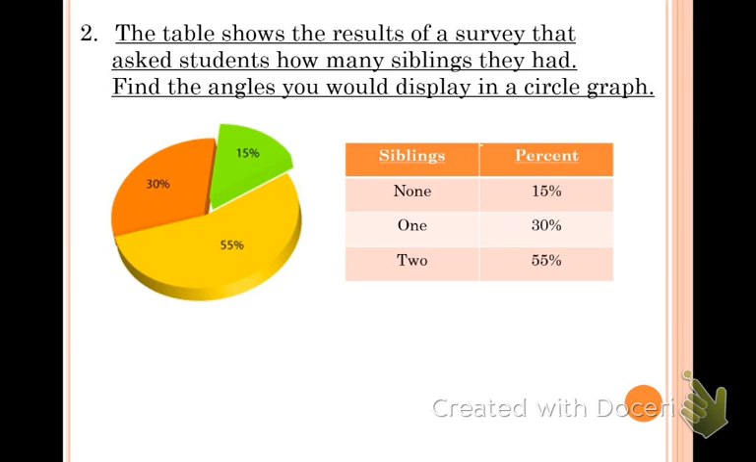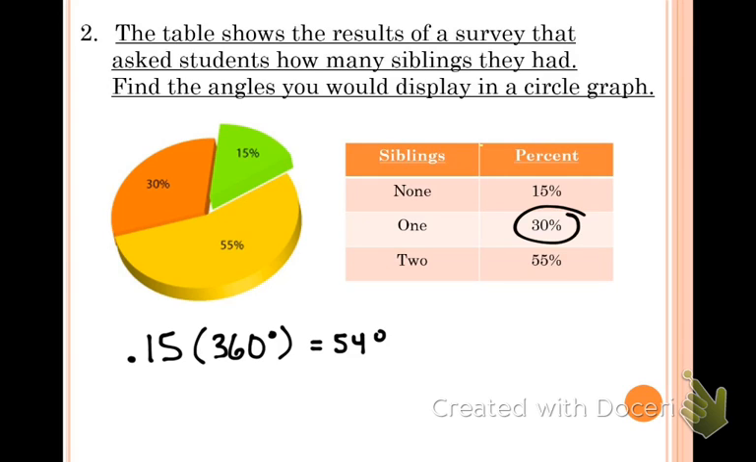What we're going to do is find the angles that you would display inside of a circle graph. So the first thing we're going to do, we know this is P times of equals is. We're going to take our first percent right here, which is 15%. I have to change that to a decimal and multiply it by what? 360 degrees. What degrees would that be, guys? 54 degrees. Let's go on to the next one.